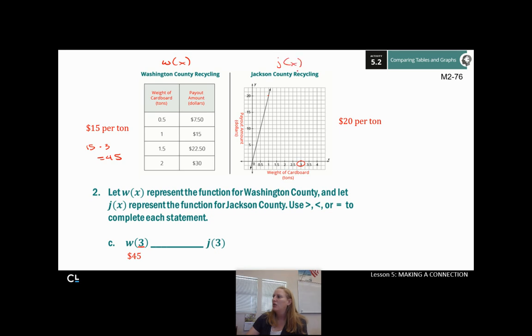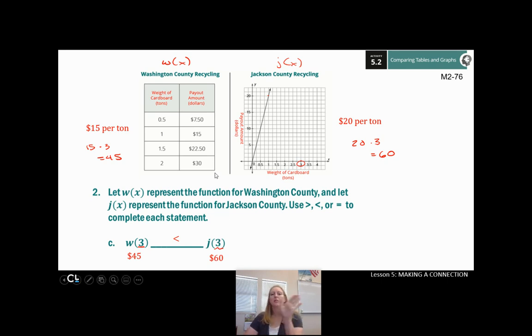Jackson County, or J of x, well, if it's $20 per ton, but I have 3 tons, I can just do 20 times 3, which gives me 60. So it looks like Jackson County, when I plug in that 3, will give me $60 for my 3 tons of cardboard, which again, $45 is less than 60. I hope you're noticing a pattern here.